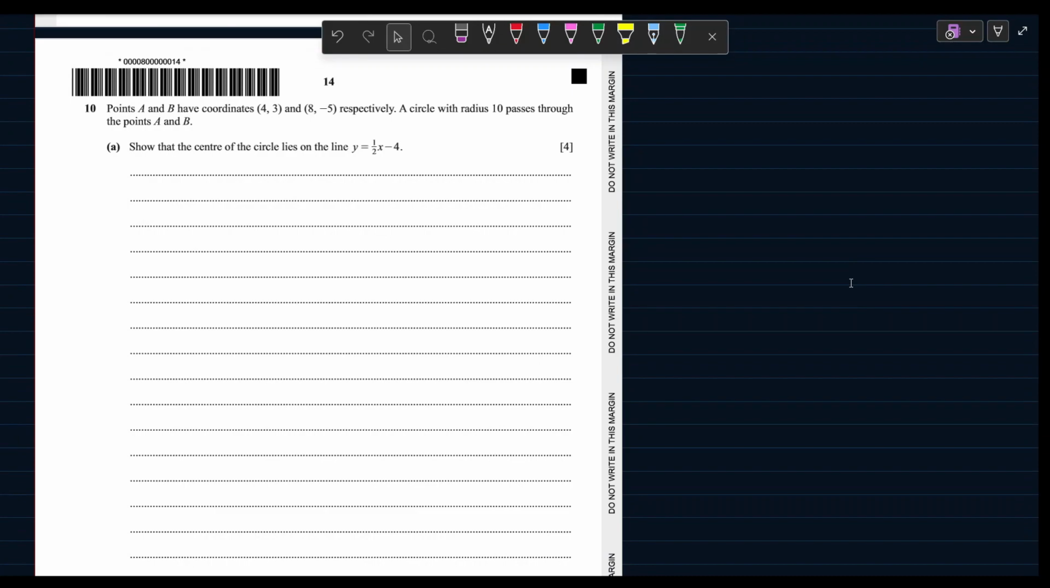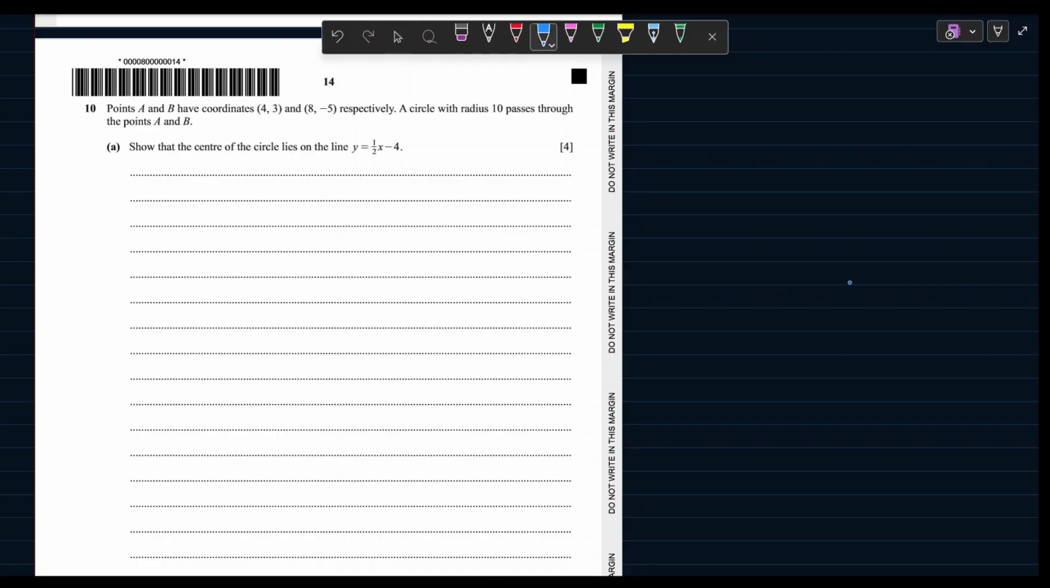Number 10. Points A and B have coordinates (4, 3) and (8, -5) respectively. A circle with radius 10 passes through the points A and B. Part A: show that the center of the circle lies on the line y equals half x minus 4.